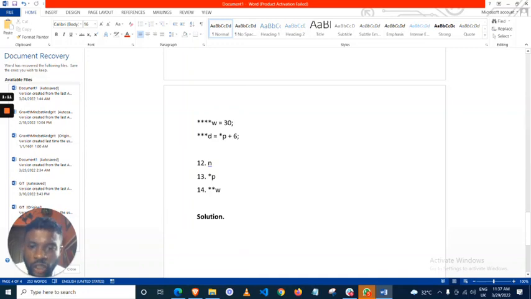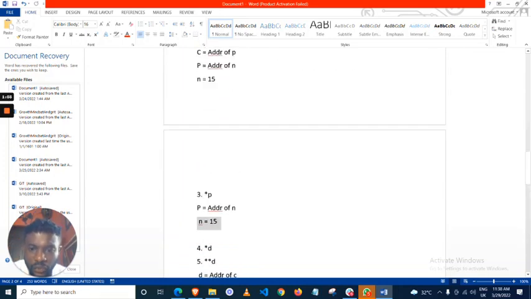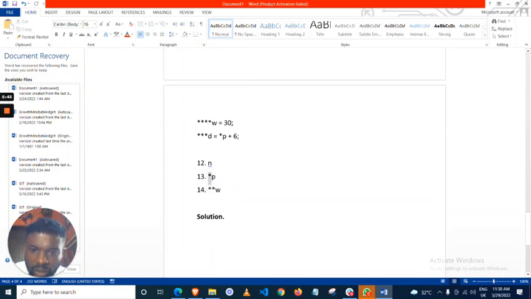Okay, so question 12 is asking you what is the value of N. N is no longer 15, from what it was initially here. Neither is N 30. If this line of code was not written here, N would be 30. But because this one is involved, we are changing the value of N from 30 to 30 plus 6. So N is 36. And if you ask yourself what is asterisk P, asterisk P is still telling us the value of N, which will still be 36.